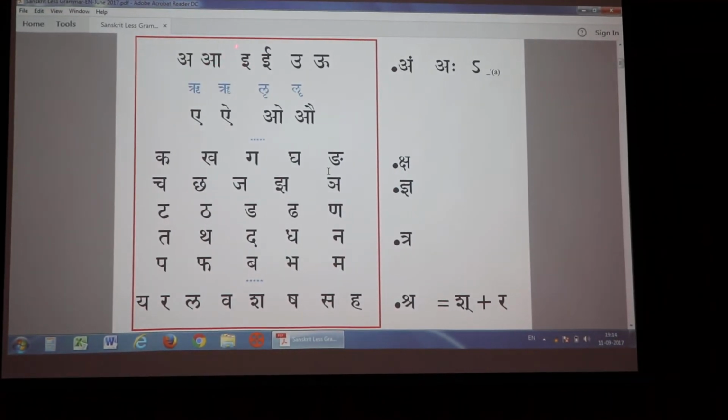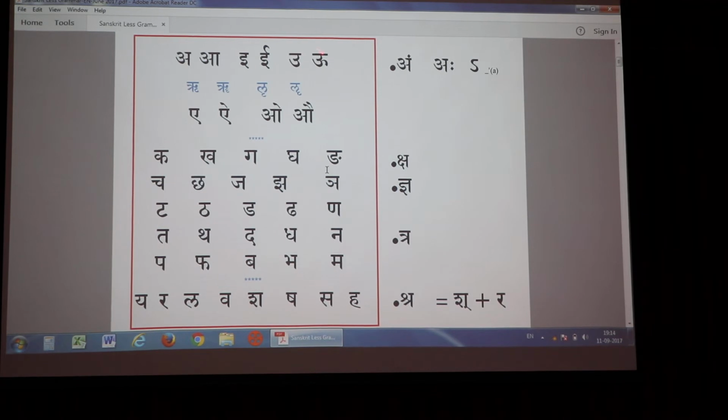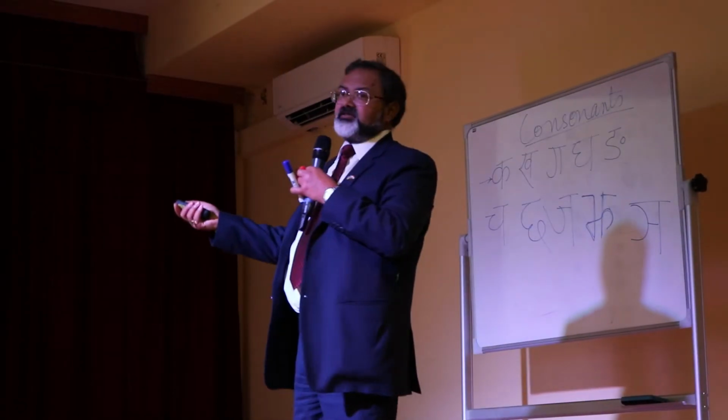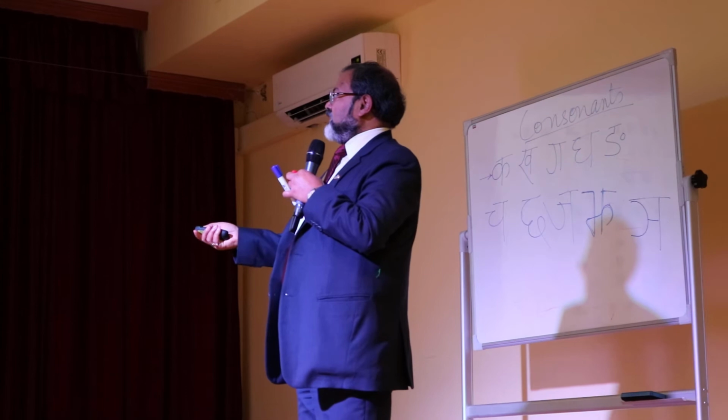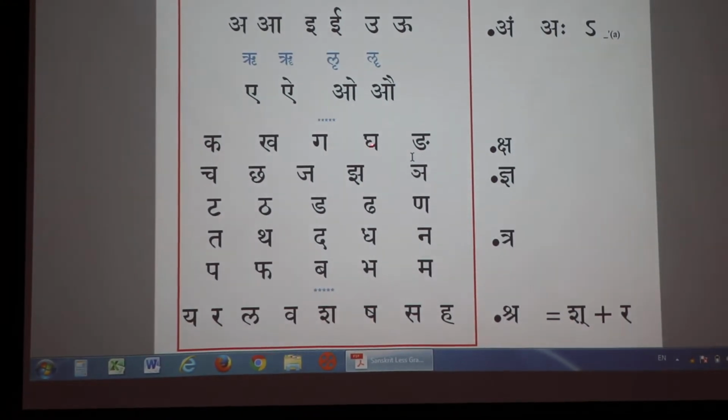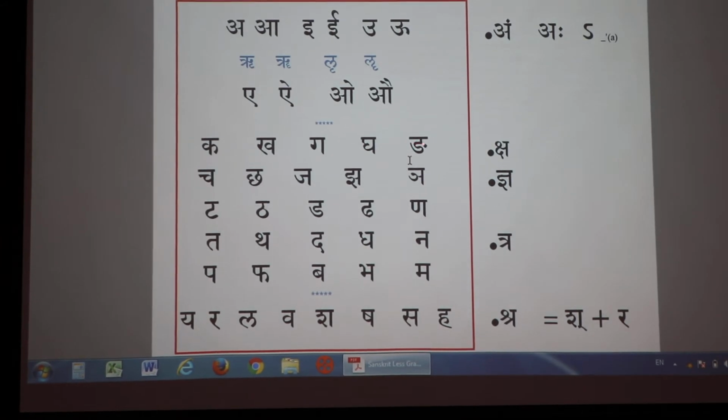A, aa, i, ii, u, uu, e, ai, o, au, am, ah. These are the 12 vowels that we have seen, and then we start the consonants. Ka, kha, ga, gha, nga. Cha, chha, ja, jha, nya.